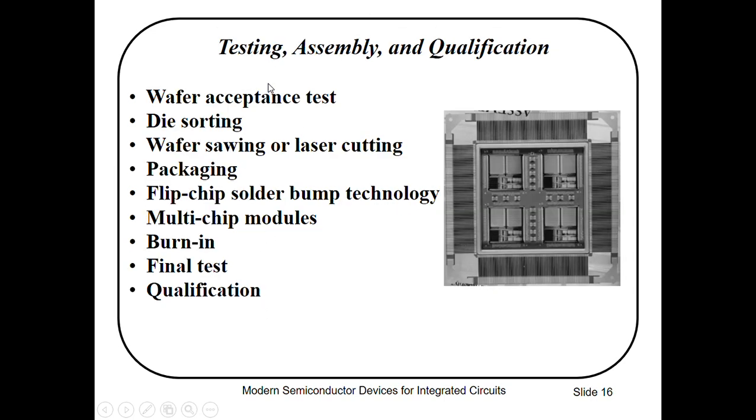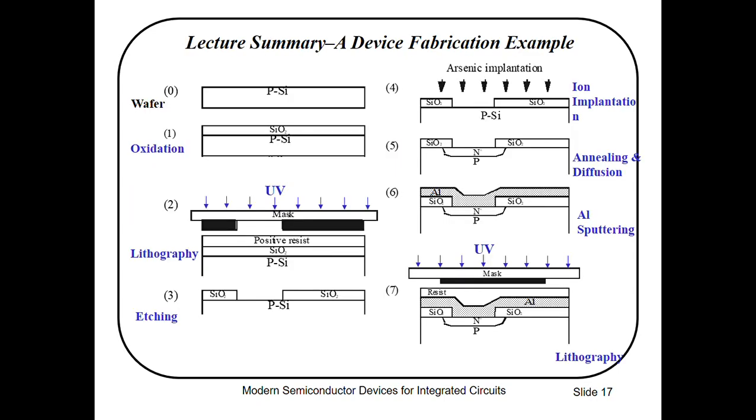So in the end, we have testing, assembly, and qualification. These are basically the final images of the chip. We have wafer acceptance test, dice sorting, wafer sawing, laser cutting, packaging, flip chip solder bump technology, multi-chip modules, burn in, final test, and qualification, and all these things are included in the testing, assembly, and qualification.